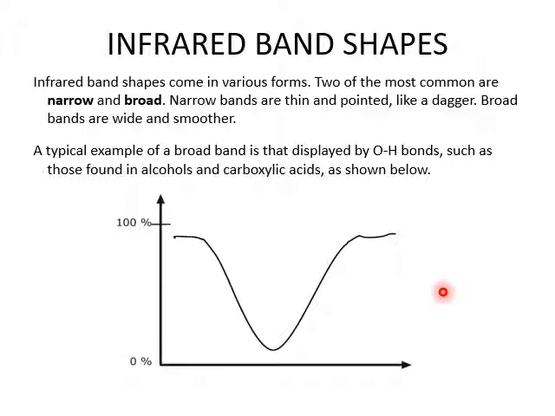Infrared band shape can be a narrow band or a broad band. For broad bands, I will show you in the next slide. We will have OH bonds, in fact, in alcohol compounds. That's a famous bond in the IR spectrum. So the OH bonds will be a broad band. I will explain and show you in the next slides.